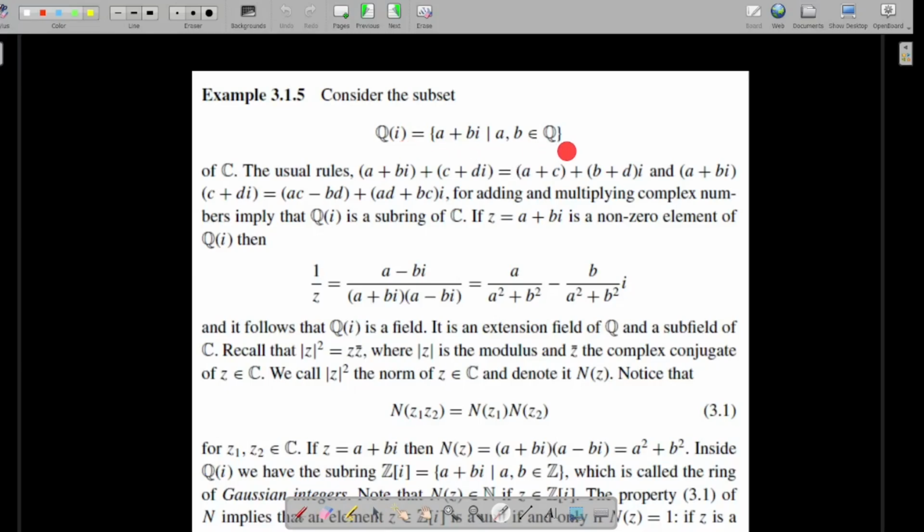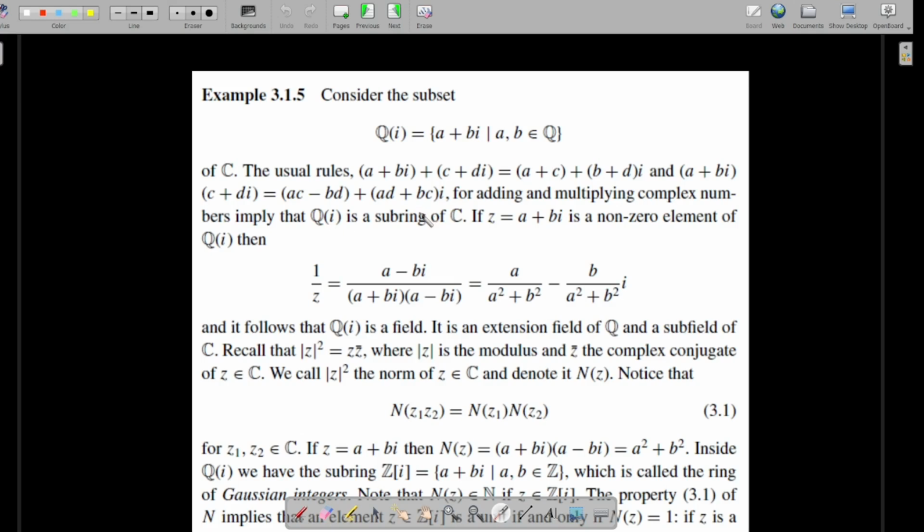Actually, this is a subset of the set of all complex numbers, because the set of complex numbers C contains a + ib such that a, b belong to R. Here we are taking only elements a + bi such that a, b belong to Q, and we are defining the addition and multiplication of elements of Q(i) as usual. That is, we add the elements component-wise and multiply in this way.